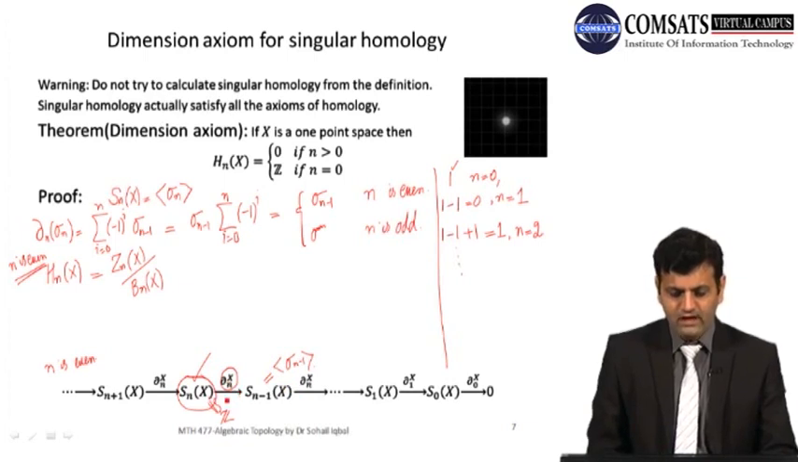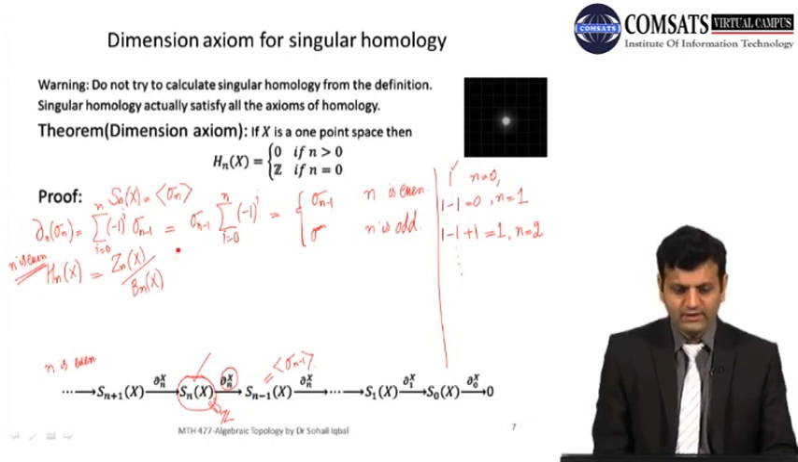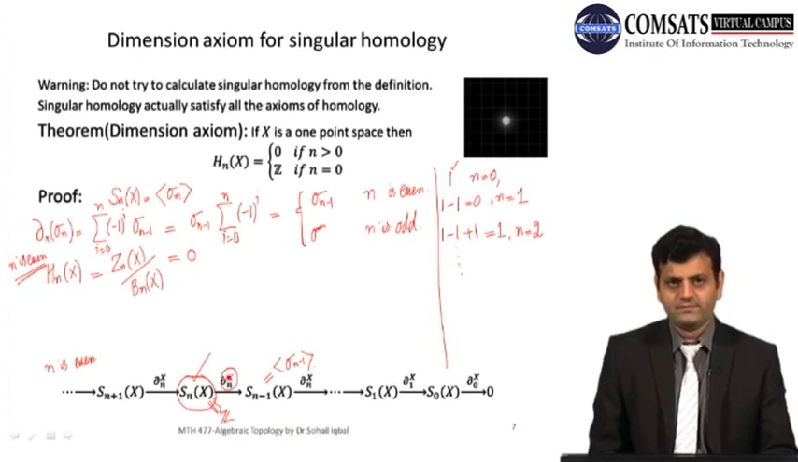If it is an isomorphism, then what about the cycles? What about the elements which are going to 0? The elements which are going to 0 will be just 0. So the kernel is equal to 0 if n is even.